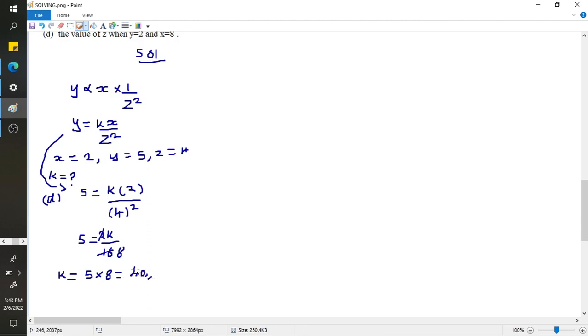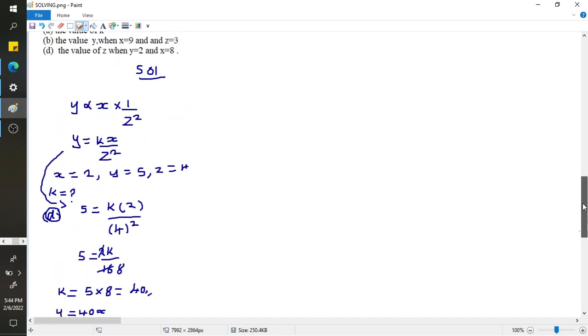So after calculating the value of k, our final general formula for this question will be y is equal to 40x over z squared. So we can use the same one also to calculate b. So this is A, remember, we have calculated the value of k, which is the constant of variation. Now we can go to b. We can calculate our b.